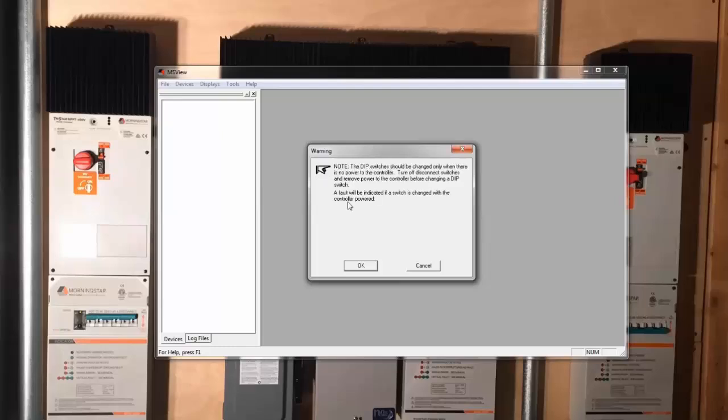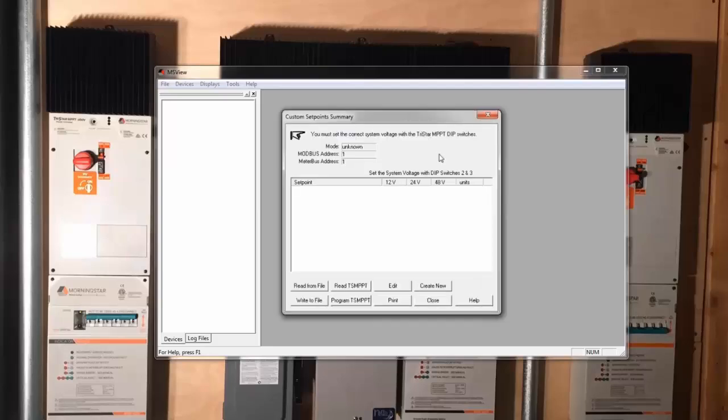And then you also want to know that your dip switches can only be changed when the controller is off. So you want to turn off the controller and change the dip switches and then turn it back on. If you change dip switches, it will go into a fault and shut down, but then you can just turn it off and on, and dip switches will be in effect.